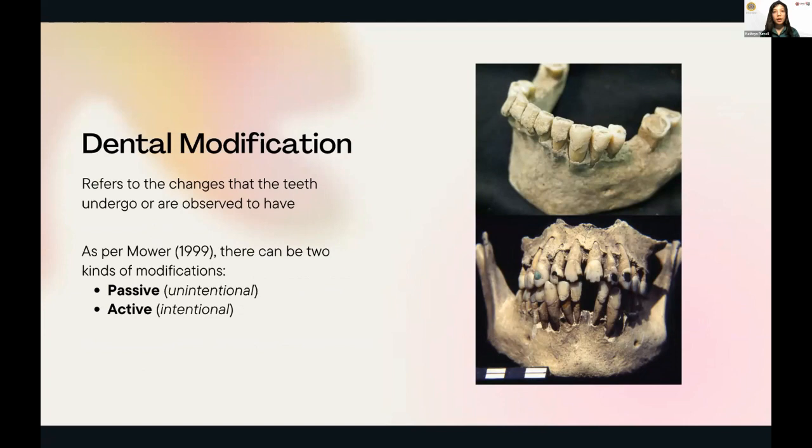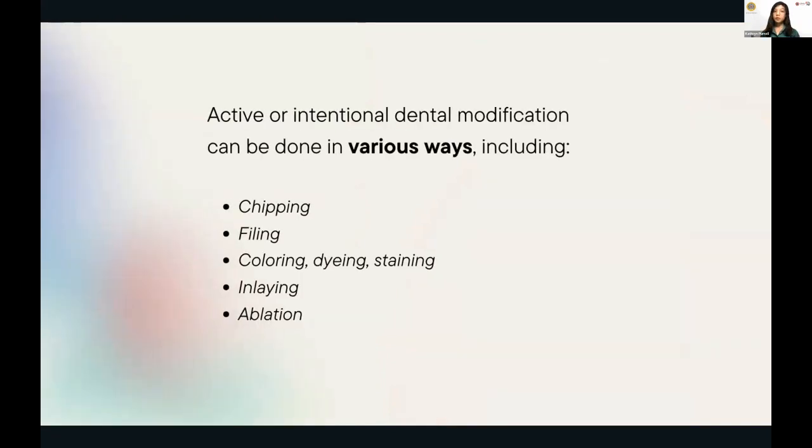And according to Maurer, there are two possible classifications of modifications. First would be passive or unintentional modifications. These could be cases of tooth wear due to chewing, food consumption, or the tooth wearing out due to biting on tools or using the teeth as a third hand of sorts. The other form is perhaps what we're more familiar with, which is the active or intentional modifications, which will be the focus of this presentation.